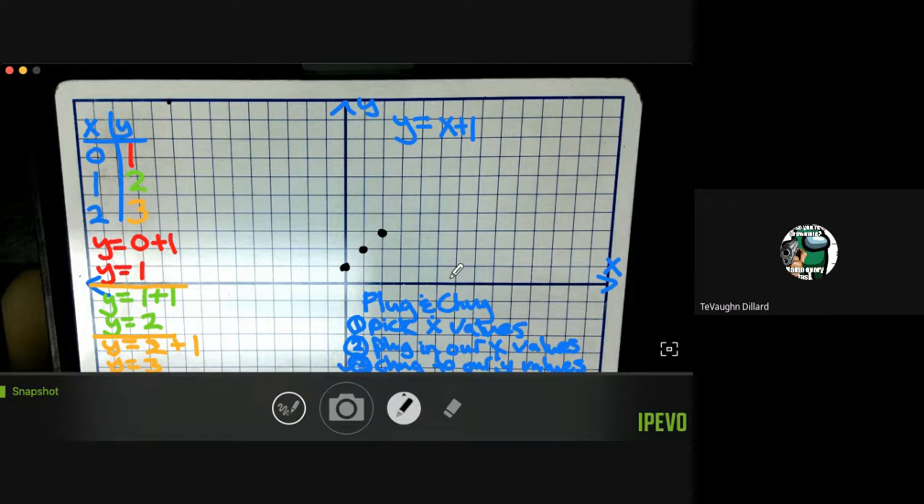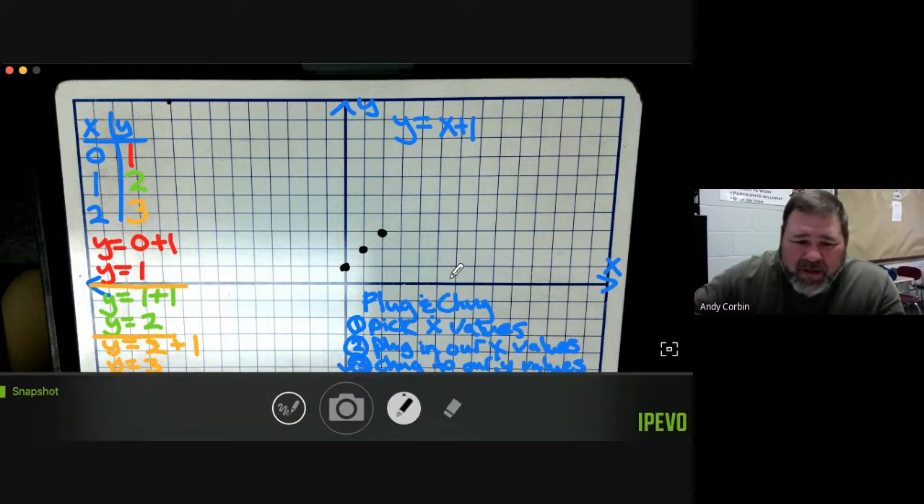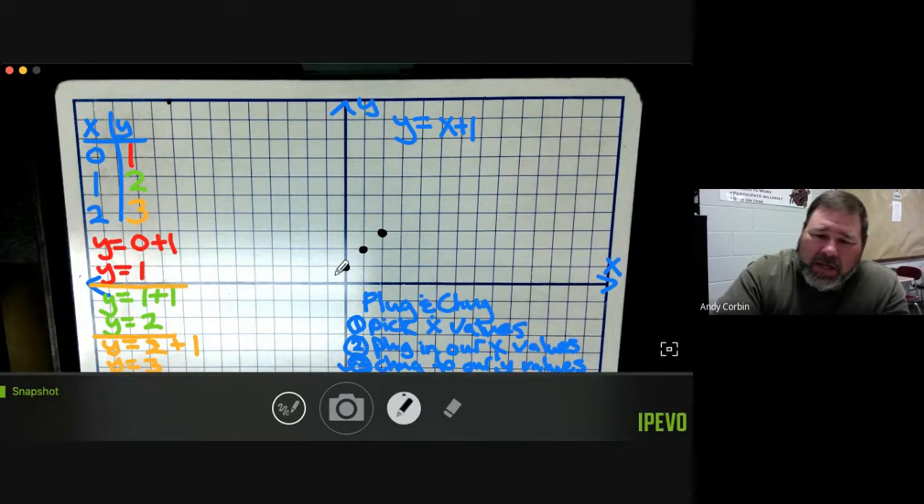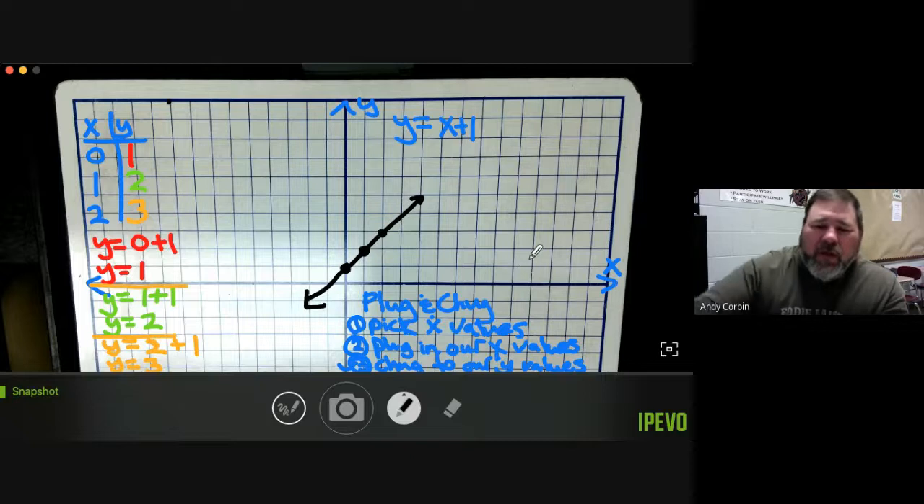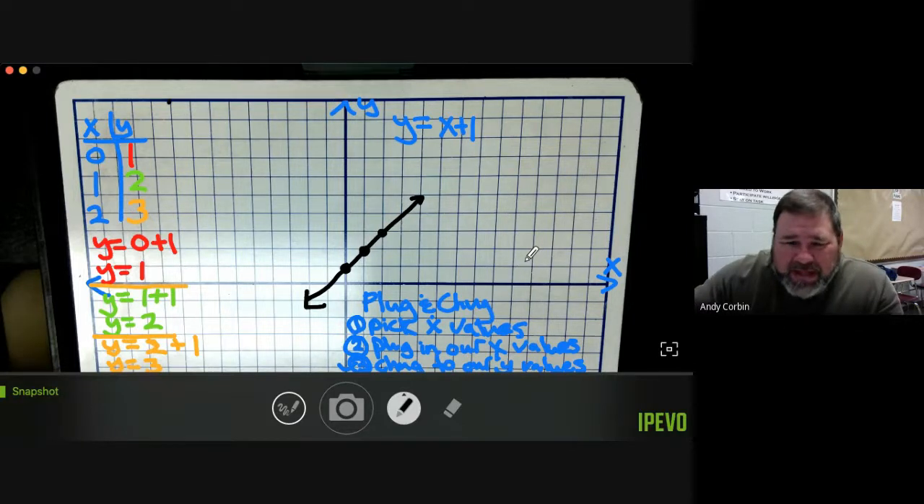They're in a line. Yeah, you're right, Tavon. They're on the line, and actually, they are on the line y equals x plus 1. So what I can do, and I'm not very good at this yet, is I can draw my line. And all that is, these are solutions to the equation. That is the line y equals x plus 1. Okay?